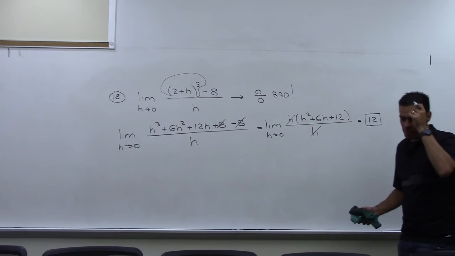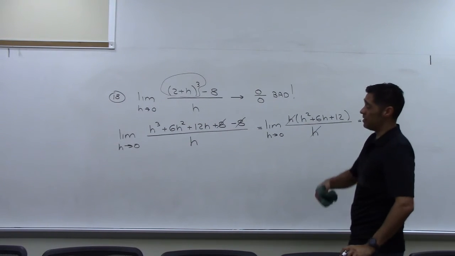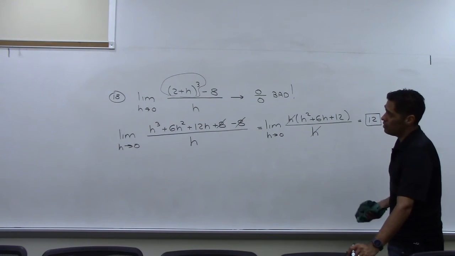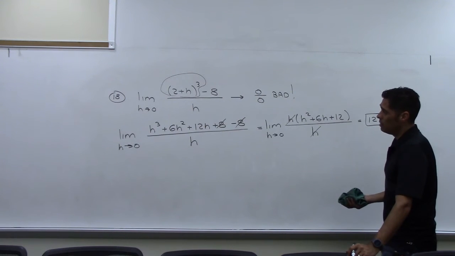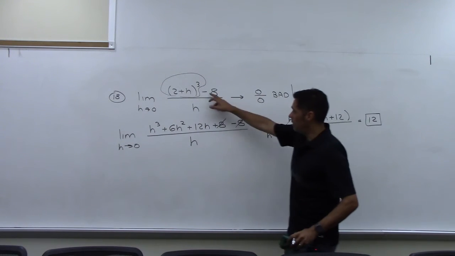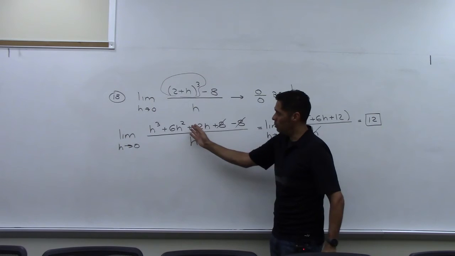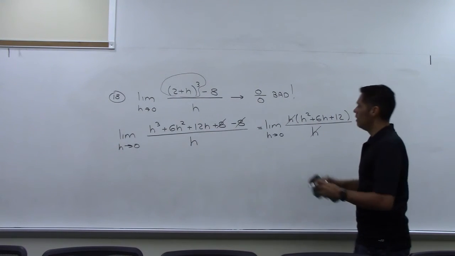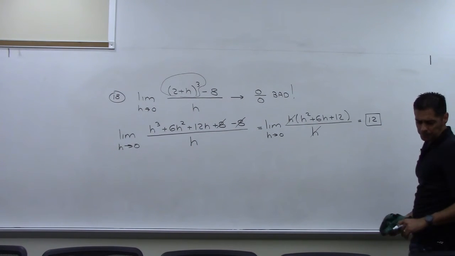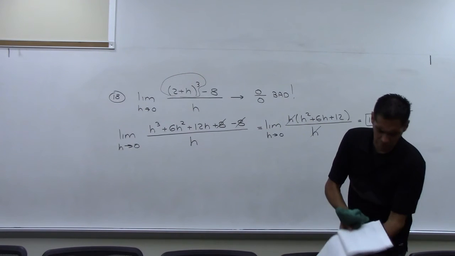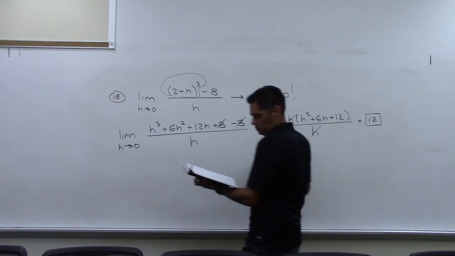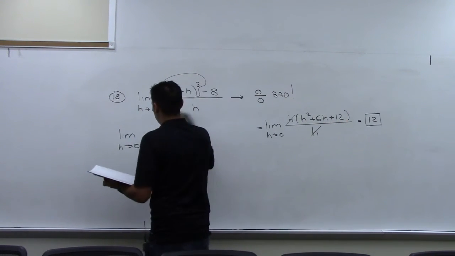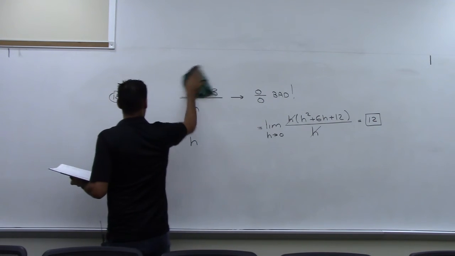So that one was a little different because we didn't factor. We actually expanded out the 2 plus h cubed in order to get the negative 8 to cancel. And then once we did that, we pulled an h out and canceled out, and we were good to go. 17 should work out similarly.